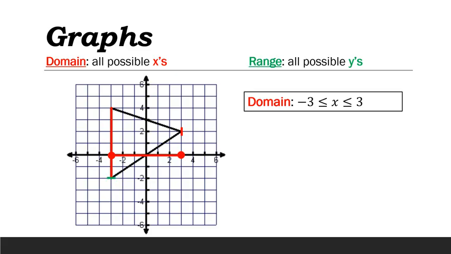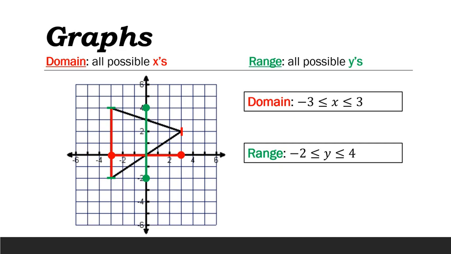Now for my range. The lowest my graph is going to go is -2 for the y value. The highest point is going to be at +4 for y. And then everything in between -2 and +4 is included as well as a part of my range values. So my range, again, starting with the low end and going up to the high end, my range will be from -2 to +4 and including both of those values. And that's it.